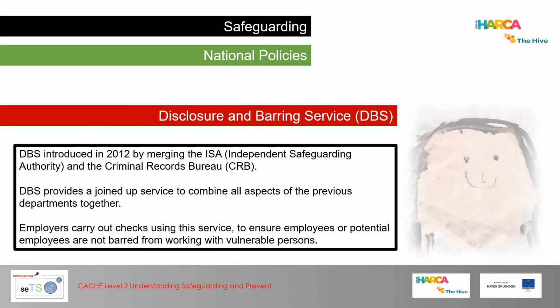The Disclosure and Barring Service was introduced in 2012 by merging the ISA, the Independent Safeguarding Authority, and the Criminal Records Bureau, the CRB. The DBS provides a joined-up service to combine all aspects of the previous departments together. Employers carry out checks using this service to ensure that employees or potential employees are not barred from working with vulnerable persons.